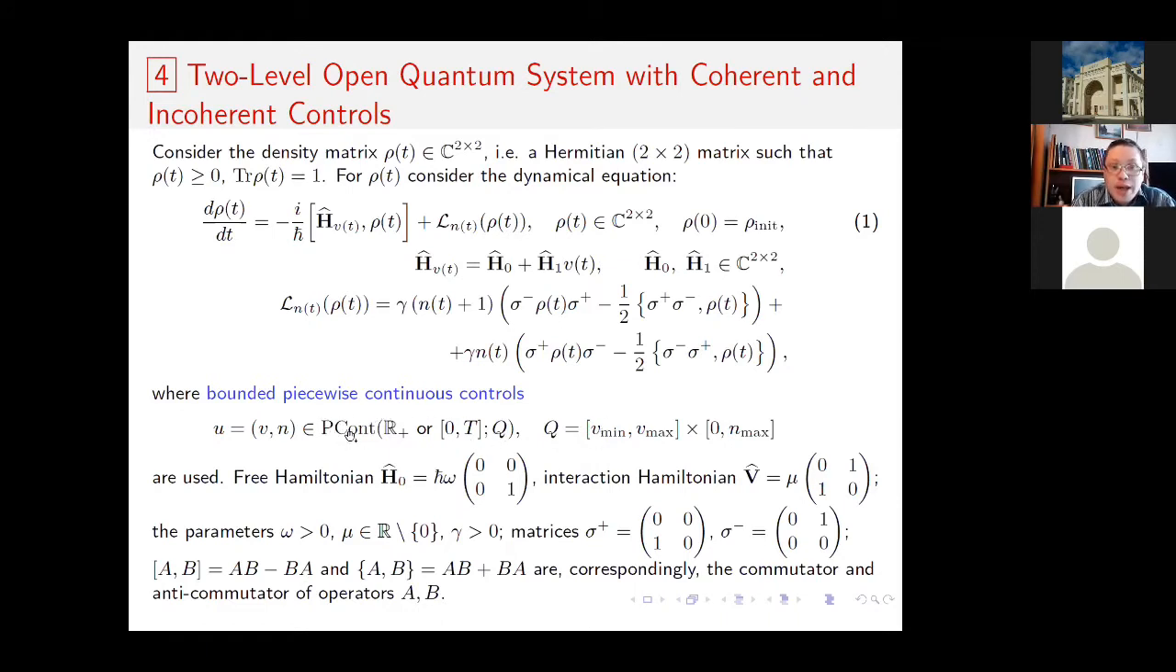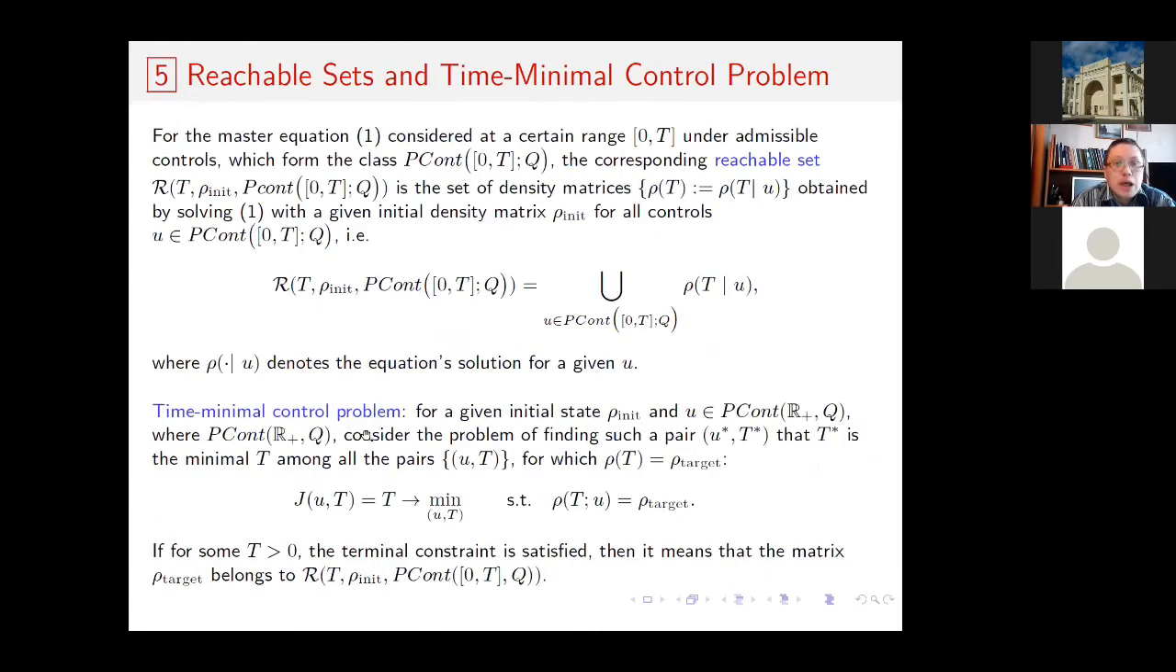Here we see piecewise continuous controls, and for machine learning we will use further piecewise constant controls. Next slide. Because today's talk is about different directions, this slide is about reachable sets. In our case, the reachable set for some fixed final time moment T large is the whole set of density matrices obtained by solving our master equation for all controls from our class.